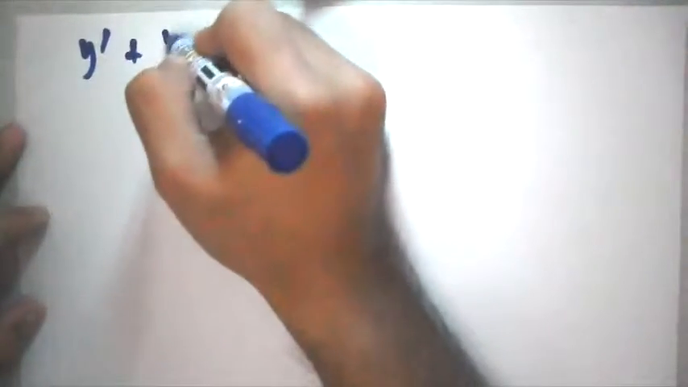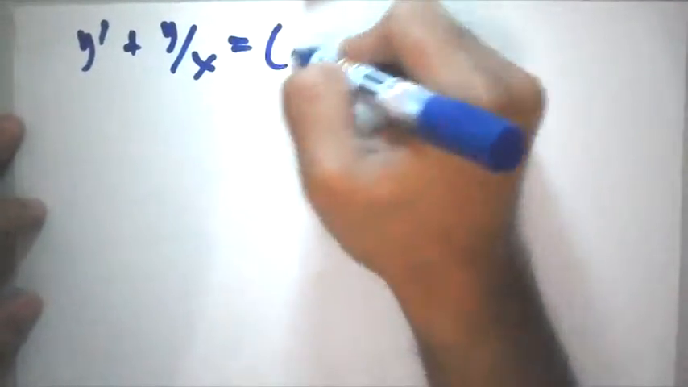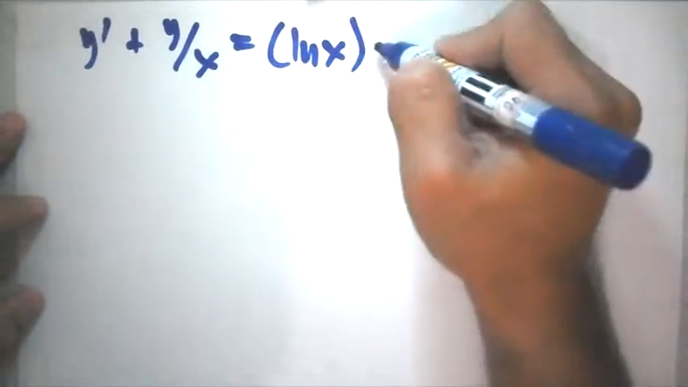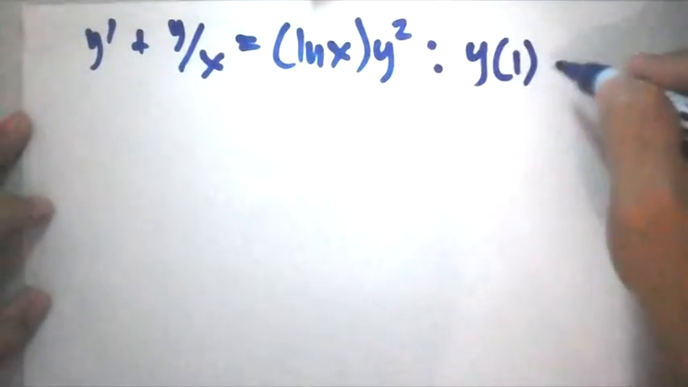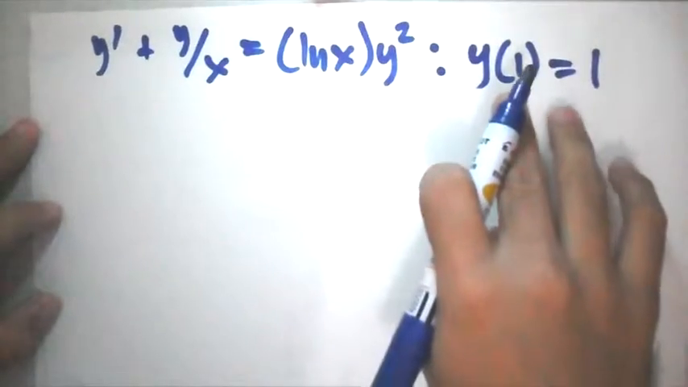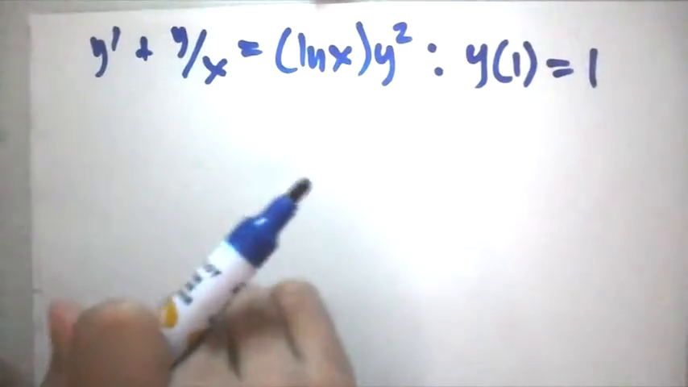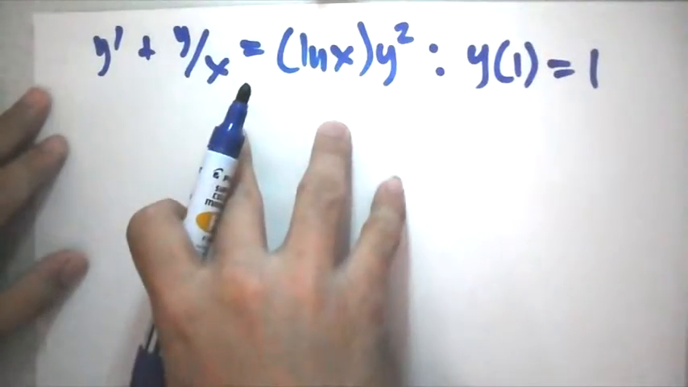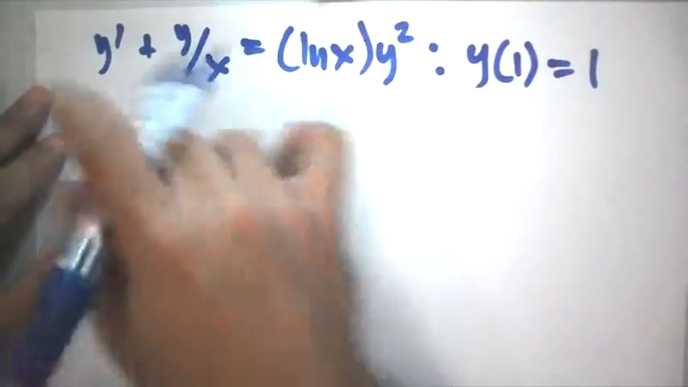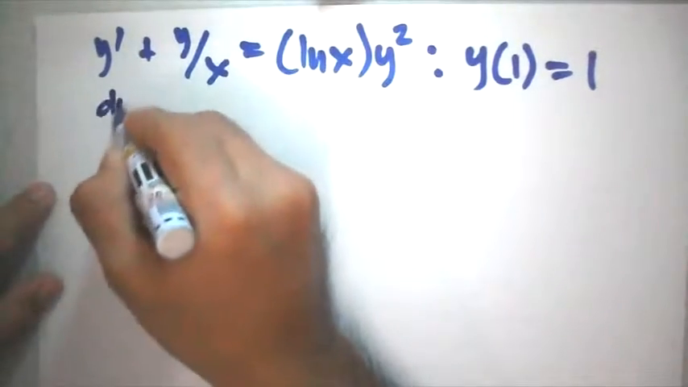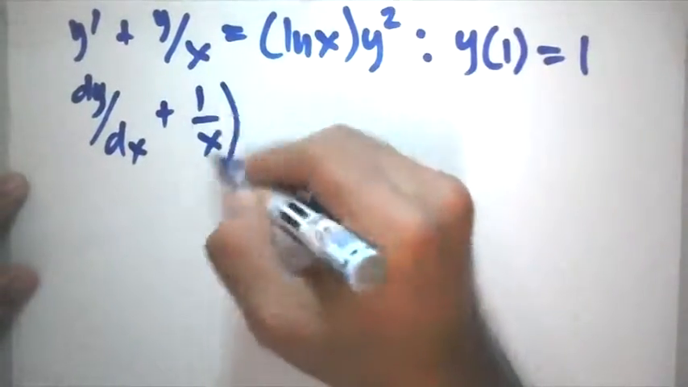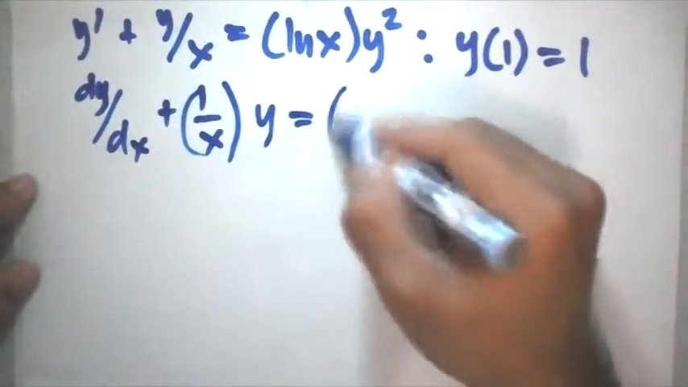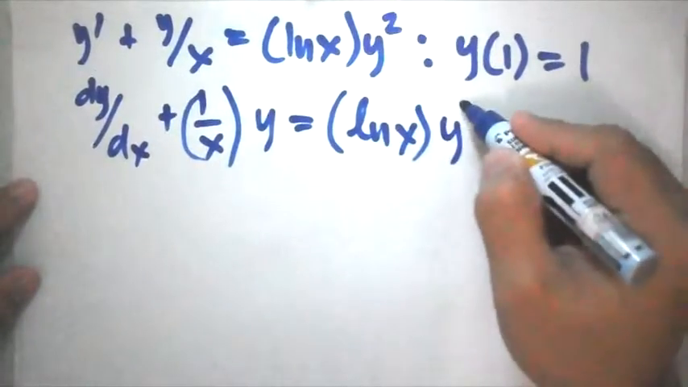Example: y prime plus y over x is equal to ln x times y squared, where it has an initial value of y(1) is equal to 1. This means that x is equal to 1 and y is equal to 1. As you can see, you have to solve the initial value problem. So we can write this one as dy/dx plus 1 over x y is equal to ln x y squared.